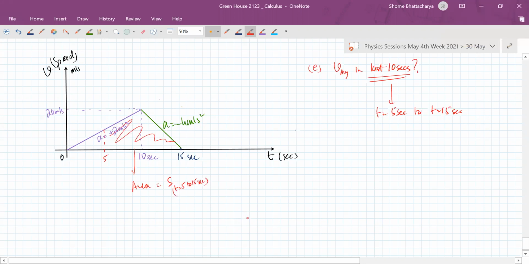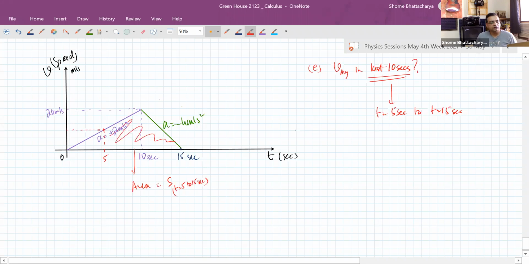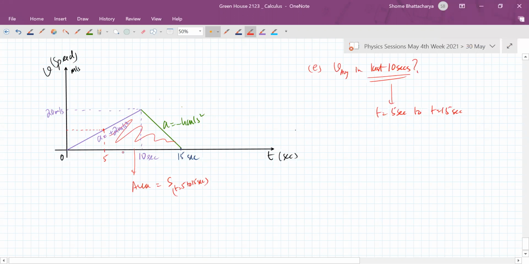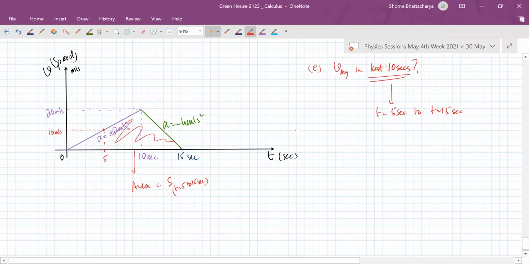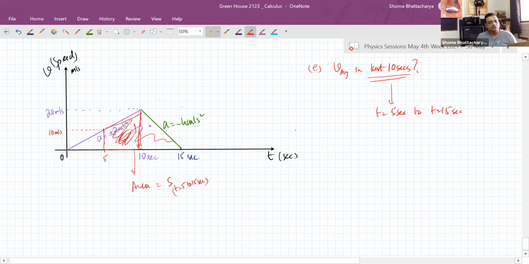Correct? Yes. Now if I want to calculate this area, I'll need to know the height of this point. For that, you can see that 5 is exactly the midpoint of 0 to 10, so this speed will be 10 meters per second. Now we can divide this into two parts. It's the area of this trapezium plus the area of this triangle. So this is the area from 5 to 10 seconds plus the area from 10 to 15 seconds.